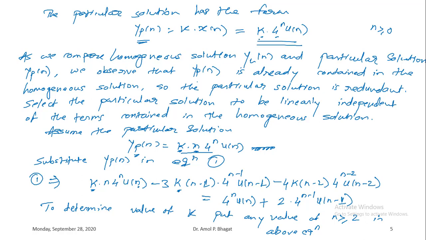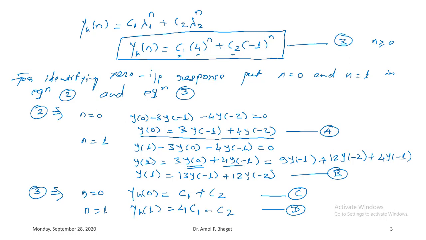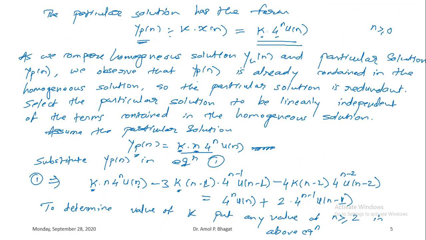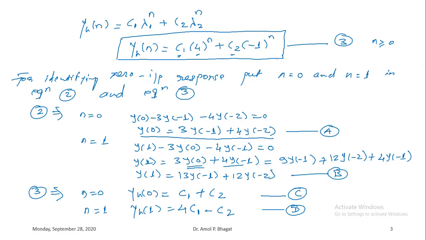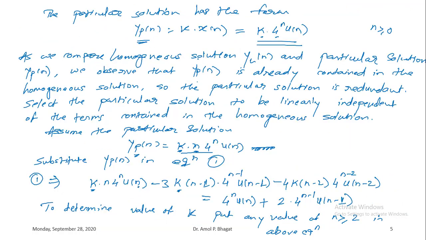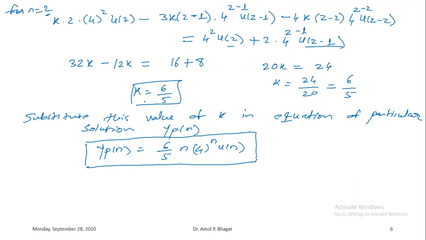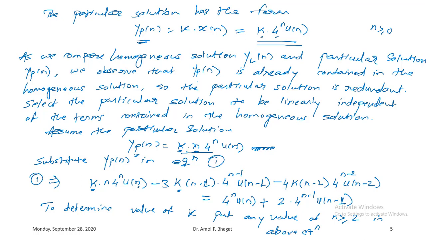But you have to compare, okay? Always you have to compare this particular solution with the homogeneous solution. And after comparison, we find here that the particular solution is redundant, right? It comprises the same term as contained in the homogeneous solution, that is a constant multiplied by 4 raised to the power n, which is also present in the homogeneous solution. So we have modified the particular solution, multiplying it with the time variable, that is small n. After modifying it, we substituted it in the given input output difference equation and identified the value of k. We then substituted this value of k in the particular solution to get the actual particular solution.